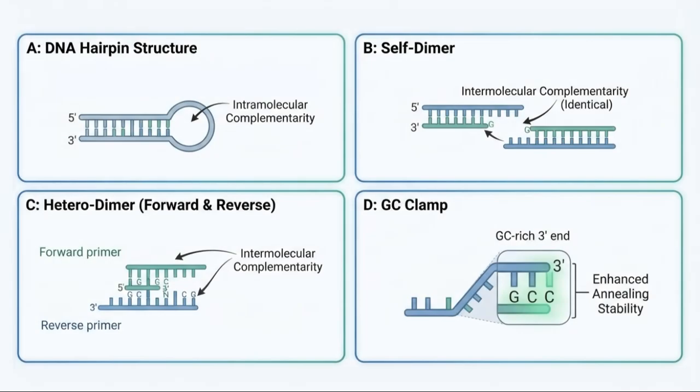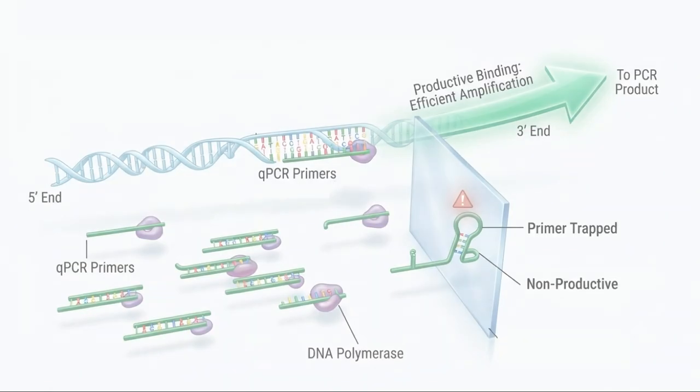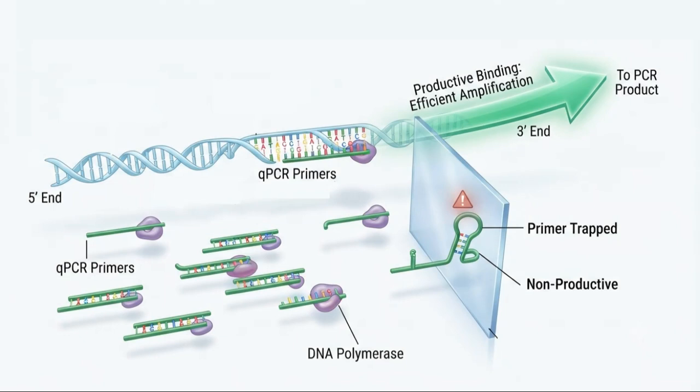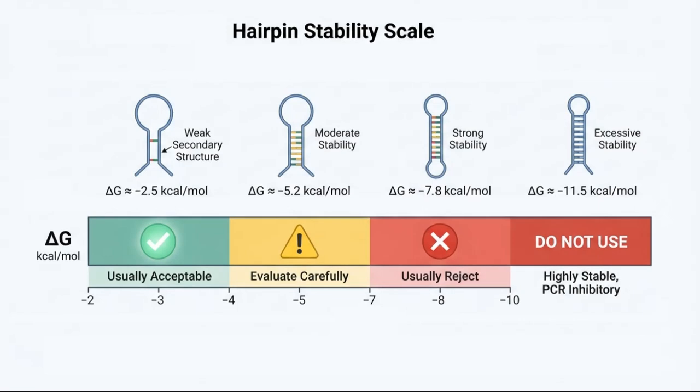Let's start with hairpins. A primer is supposed to bind to your template, not to itself. Sometimes a primer folds back on itself because parts of the sequence are complementary. This creates a structure called a hairpin. Every primer trapped in a hairpin is one less primer available to amplify your target. In OligoAnalyzer, click hairpin. You'll see one or more predicted structures. Don't panic if you see a hairpin. Almost every primer has some secondary structure. The important question is, how stable is it?